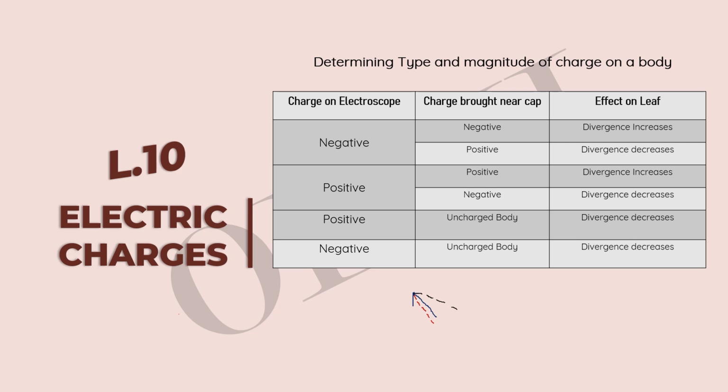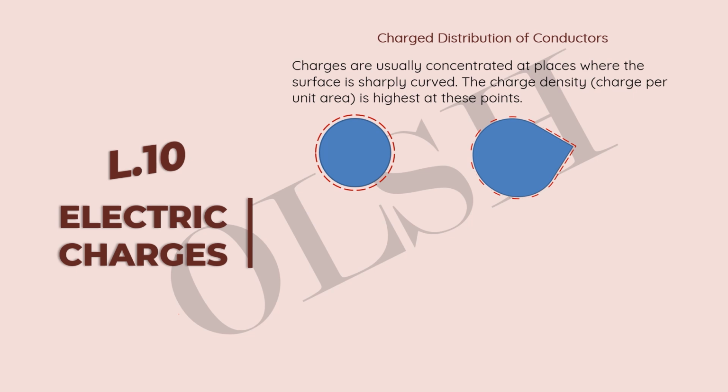So that's basically how we can determine what type and magnitude of charge the body we are bringing in contact with the electroscope has. Charges are usually concentrated at places where the surface is sharply curved. The charge density is highest at these points. So I tried to get these diagrams to show this. If these red dashed lines are charges, we see an equal concentration all around this circle. There's an even concentration of charges around it. But when you come to a shape like this, we have lesser concentration on this side, and more concentration towards the edge of the shape. This is the reality of how charges concentrate themselves.